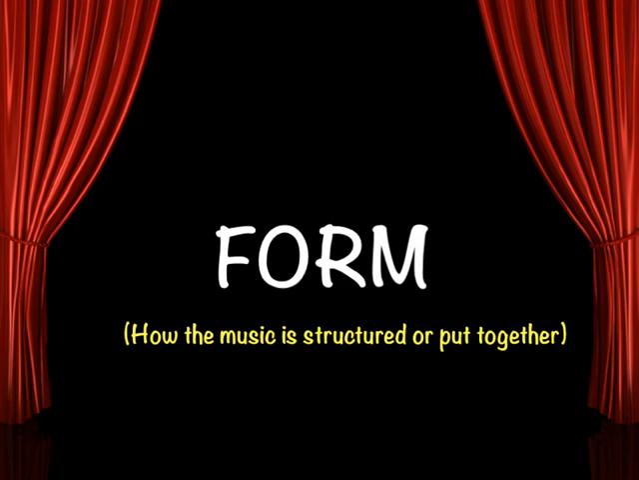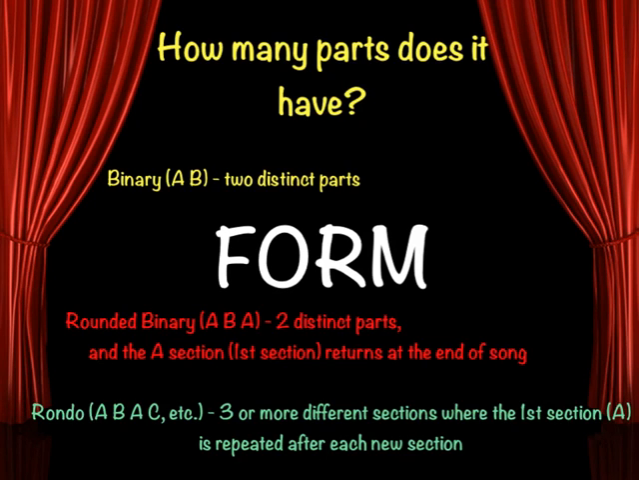Form, or how music is structured or put together. When describing form, you describe the number of parts it has. These are the terms that you use. Is it binary? Does it have an A and a B part? A is one section. B is a different section that sounds totally different from A. Just like a verse and a chorus in a song.